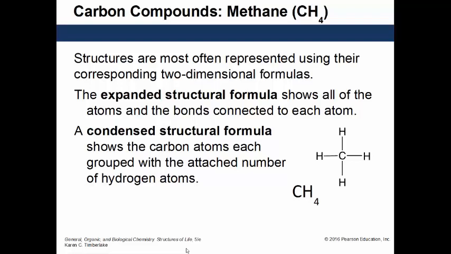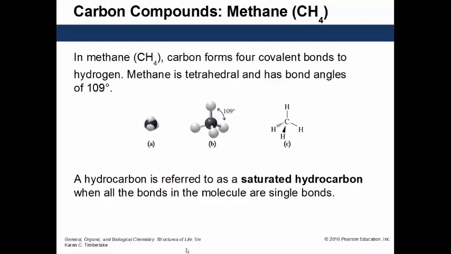In some cases, it's easier to write it like this, and sometimes it's easier to represent how everything is bonded together. In methane, like we talked about before, carbon will form 4 covalent bonds to hydrogen. So this is considered to be a tetrahedral shape because it has 4 sides to it, and it has bond angles of 109 degrees. If you were to take the ball and stick model here, the angles between these hydrogens are 109 degrees. And a hydrocarbon is referred to as a saturated hydrocarbon when all of the bonds in the molecule are single bonds. Methane would be a good example of that.